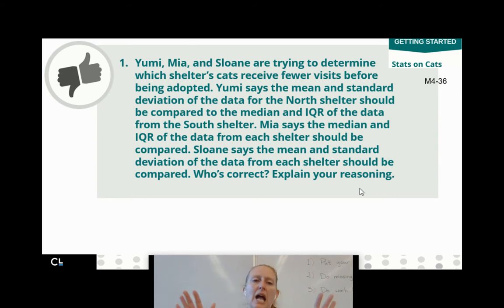Right away, I'm sorry Yumi, I'm going to say no. You can't compare different measures. That doesn't make sense. So it has to be Mia or Sloan. We need to decide: either we do the mean and standard deviation for both, or we do the median and IQR for both. We can't do this back and forth thing.